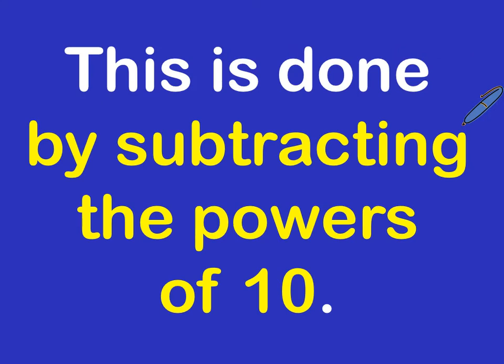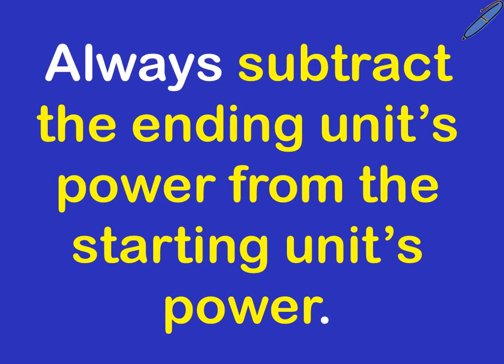All we have to do to make this conversion is subtract the powers of 10. So if you wrote down convert between any two units by subtracting the powers of 10, it makes sense. It's basically a sentence. When I say by subtracting the powers of 10, what I mean is you're going to subtract the ending unit's power from the starting unit's power. So whatever the initial unit's power is, take away from that whatever the ending unit's power is.